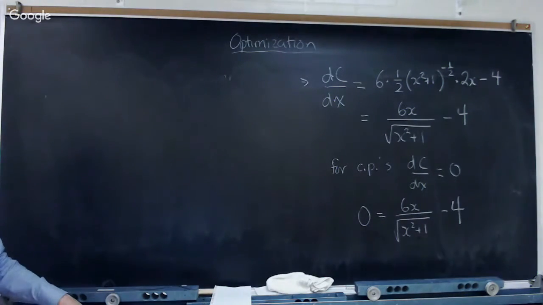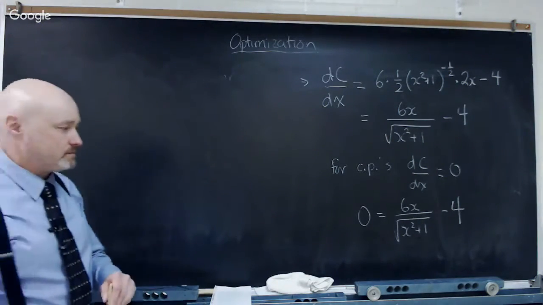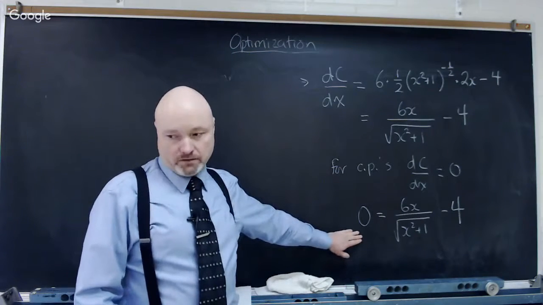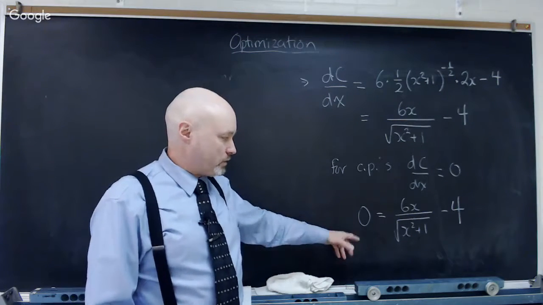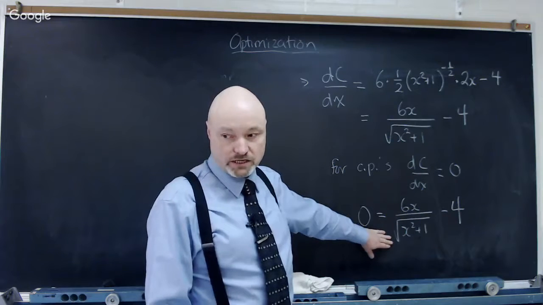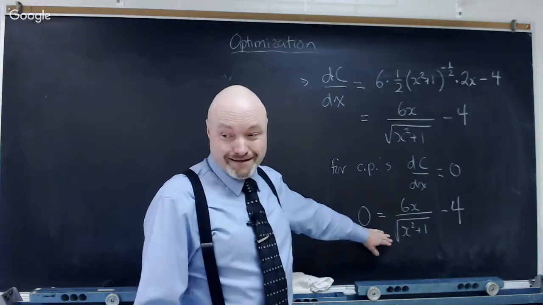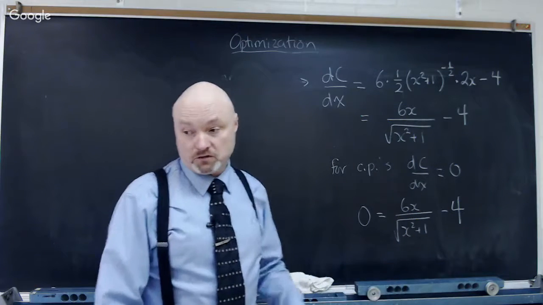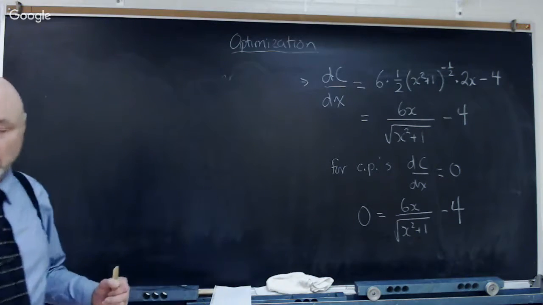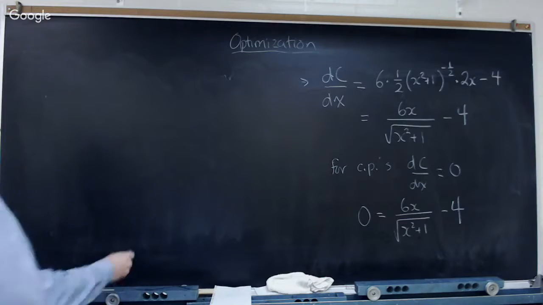I'm not too sure. So the easiest way to deal with this situation, we're going to isolate the expression that contains a square root. And then we're going to square both sides. And then that'll get rid of it.